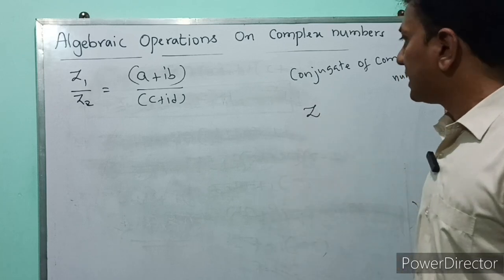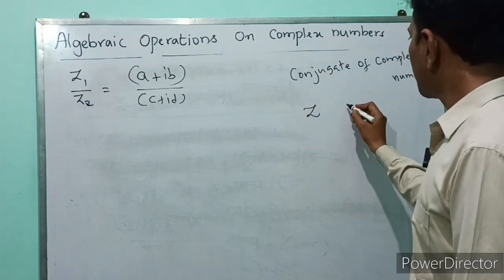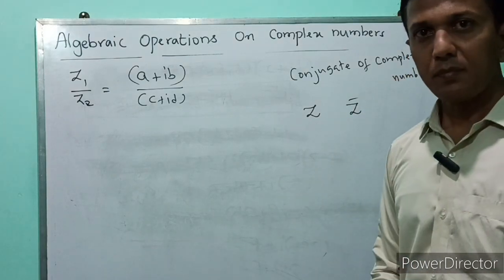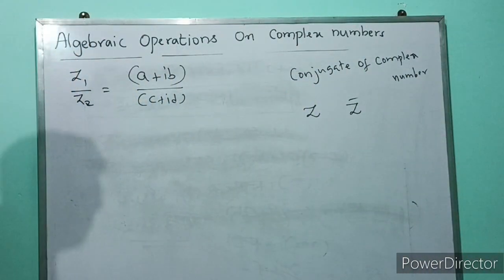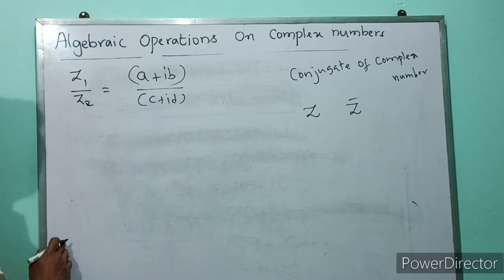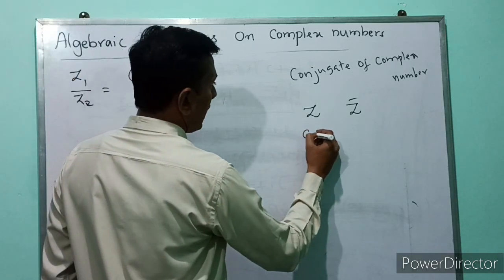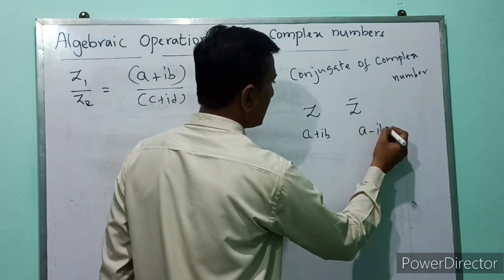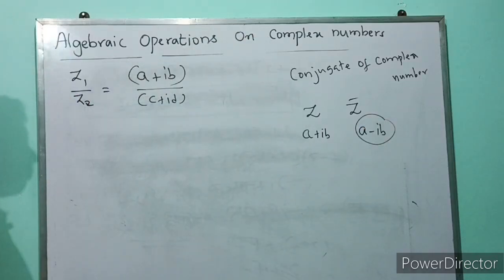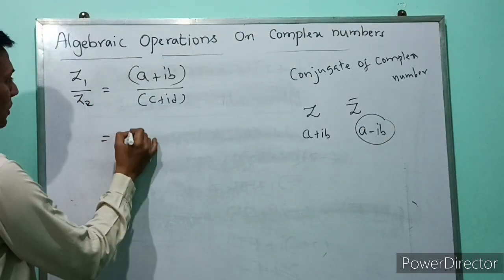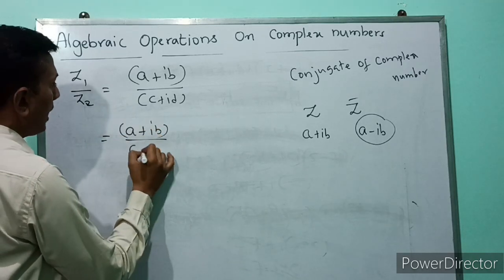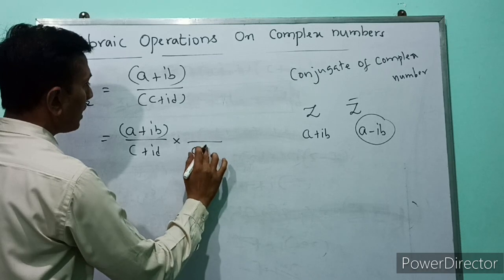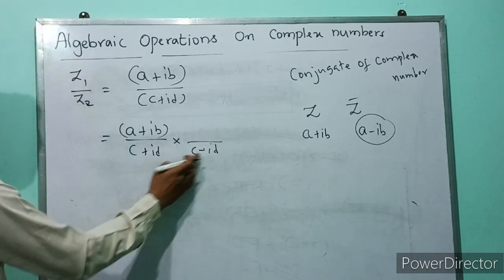If Z is the complex number, its conjugate will be represented by Z bar, a small horizontal line on the top of Z, which we pronounce as bar. So we have to take the conjugate. If A plus IB is the complex number, then its conjugate will be A minus IB. In this case, we have C plus ID as a complex number, so we have to multiply and divide with its conjugate. C plus ID conjugate will be C minus ID.